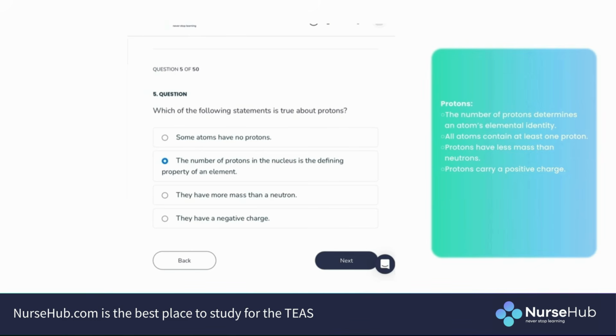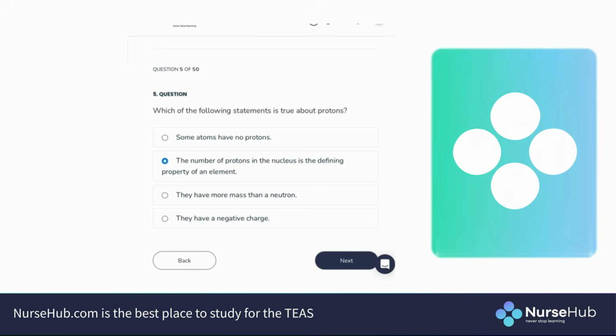The key to remember here is you're looking for what is true about protons. Some questions will ask you to identify things that are not true, identify all of the true things, identify all of the wrong things. So you'll want to pay attention to the language in the actual question so that you know that you're answering the call of the question each time. We can go ahead and progress to question number 6.